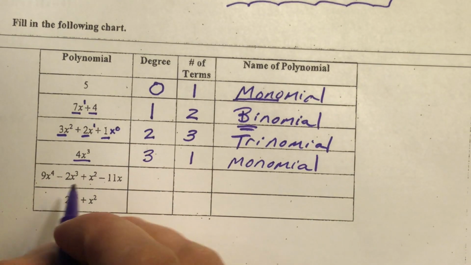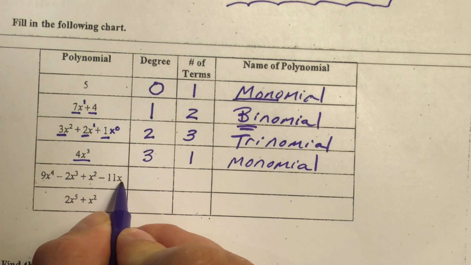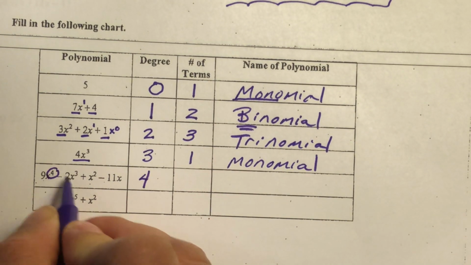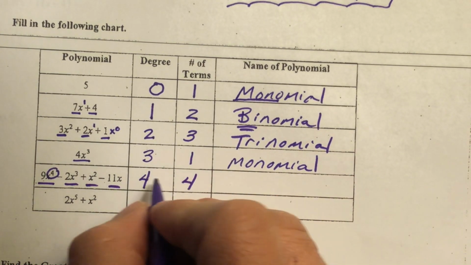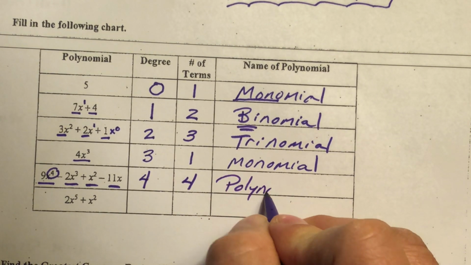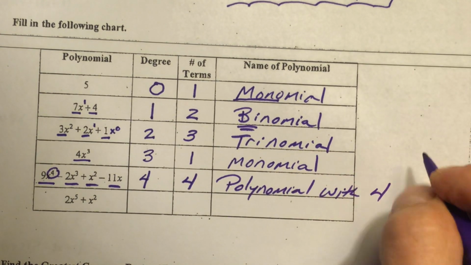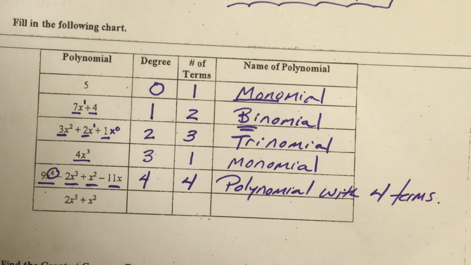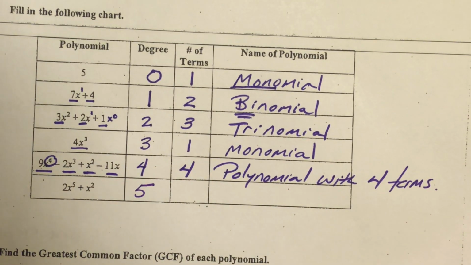Down here we have x to the 4th, x cubed, x squared, and x. The highest one is a 4, so the degree is a 4th degree. This has 4 terms. Anything over 3 terms, we refer to that as just a polynomial with 4 terms. And the last one here, guys, this is a 5th degree.